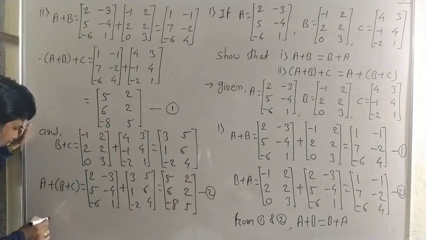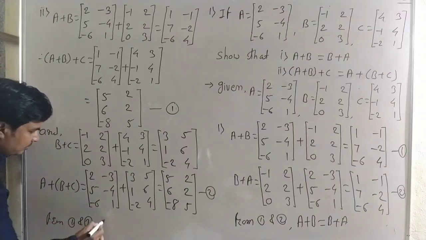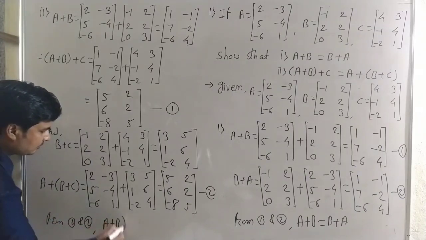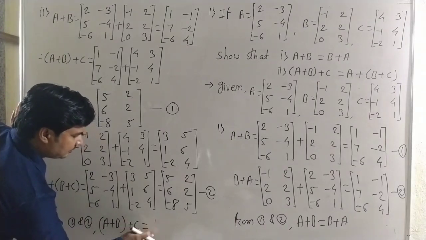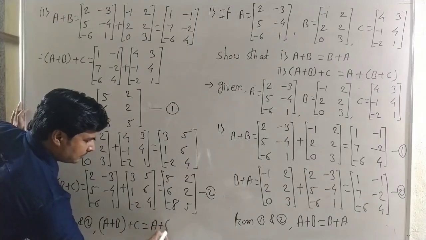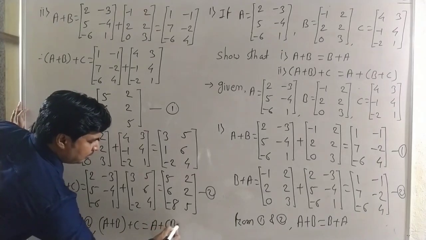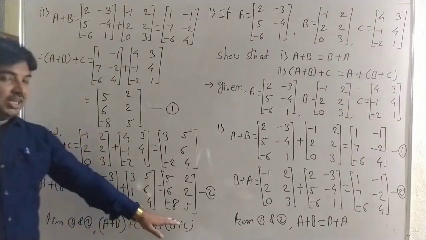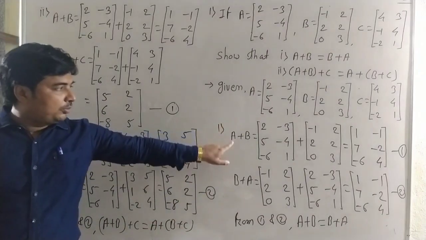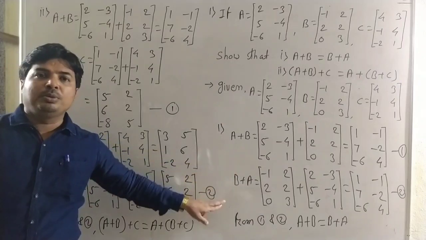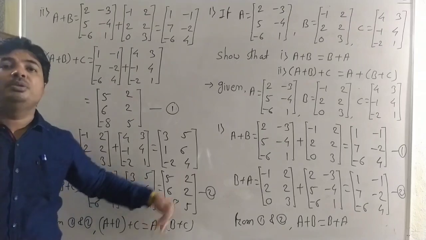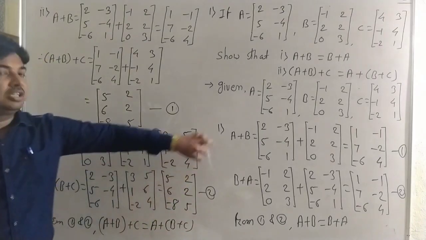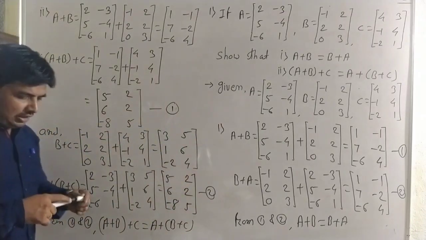In the example 2, from 1 and 2, we write A plus B plus C is equal to A plus B plus C. Okay, and here it is called the associative law. It is the commutative law, that is A plus B is equal to B plus A. Here A plus B plus C is equal to A plus B plus C. Okay, it is called the associative law, it is called the commutative law. Now we see the next example.